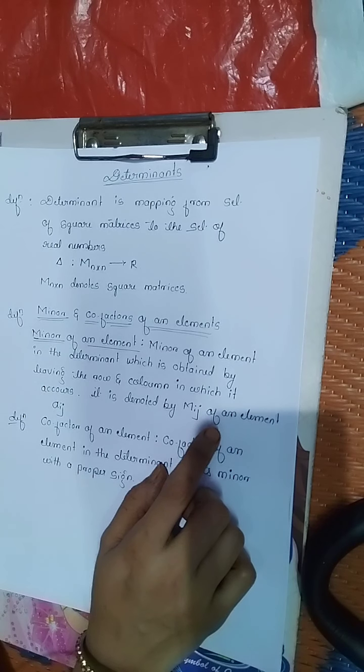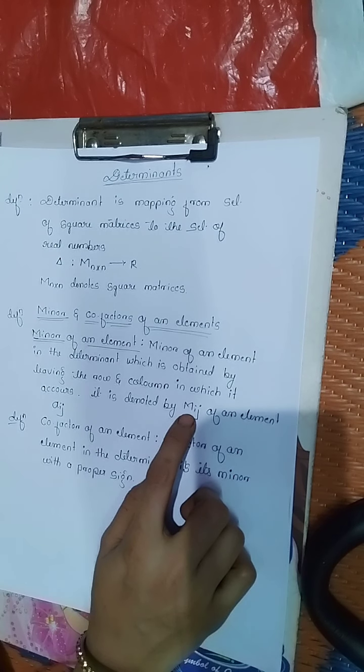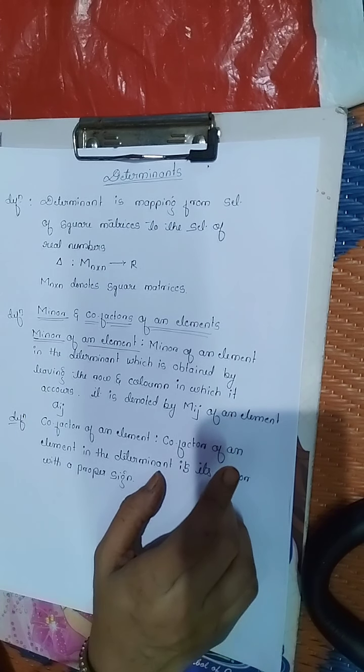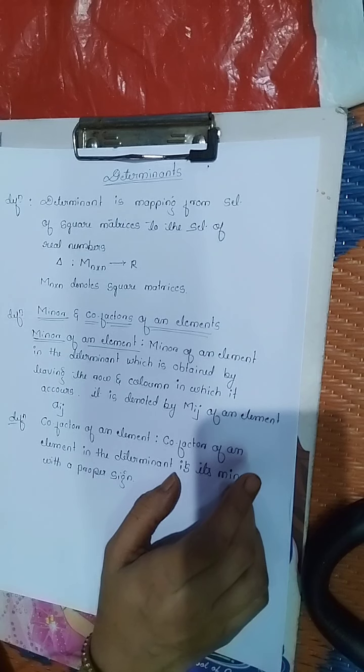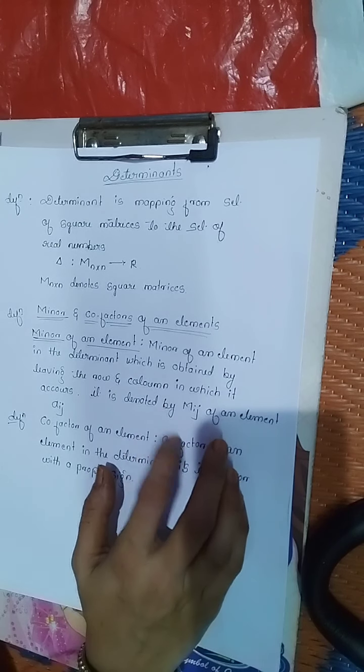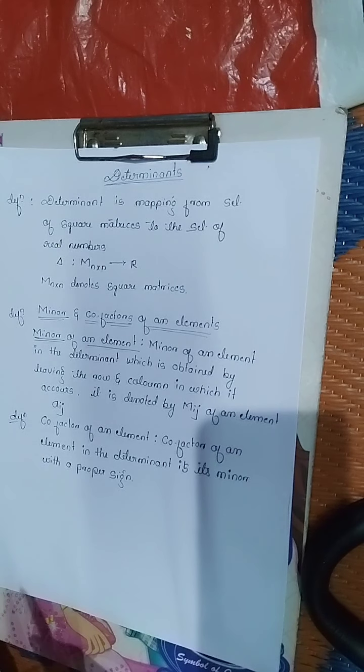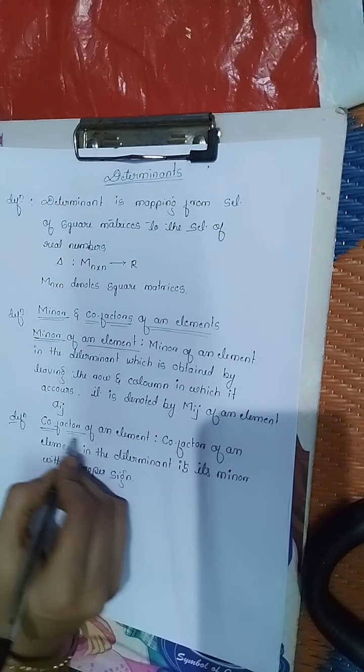If we have i as 1 and j as 2, then it is minus 1 to the power 1 plus 2, which is 3. Minus 1 to the power 3 gives a minus sign. If we have an even number, then minus 1 to the power even number is positive. So the cofactor of an element is the minor with a proper sign. By solving some examples, we will learn about the minor and cofactor of an element.